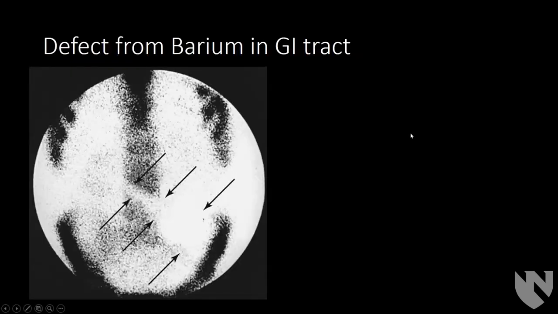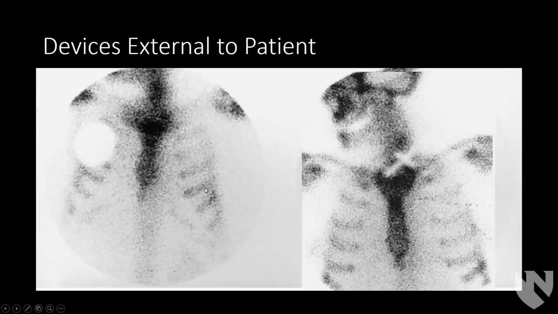And then you can, of course, get other kinds of artifacts. You can have barium in the GI tract, and that will block photons, and so you'll have an area of kind of white out there. And of course, you can have devices that are external to the patient, like pacemakers or necklaces, that also will block photons.